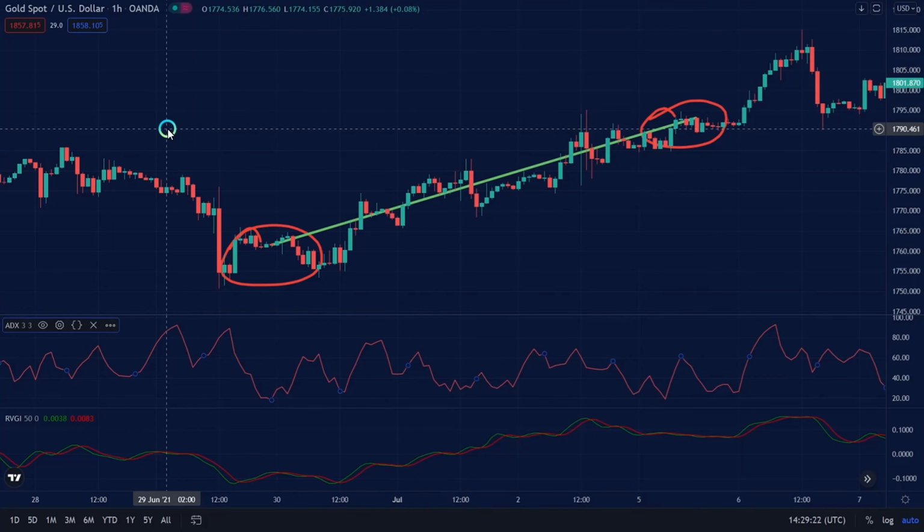Now I show you the sell entry and sell exit rules for this awesome gold trading strategy.